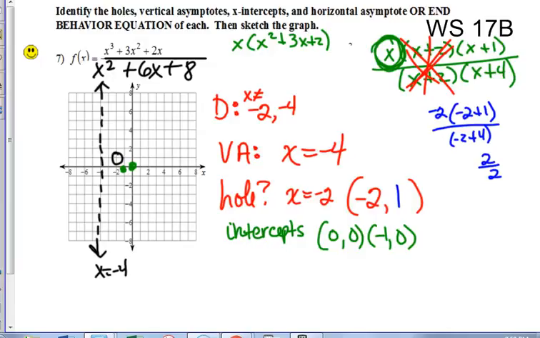End behavior or horizontal asymptote? This is top heavy. So what's the rule? Nope. Bottom heavy is y equals 0. Equal weight is leading coefficient over leading coefficient. There is not a horizontal asymptote. There is an end behavior equation we have to divide.